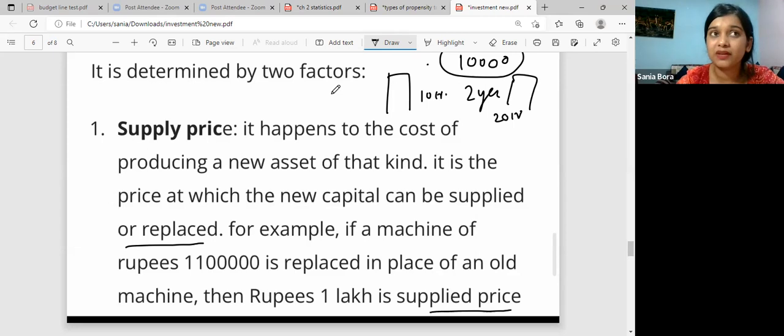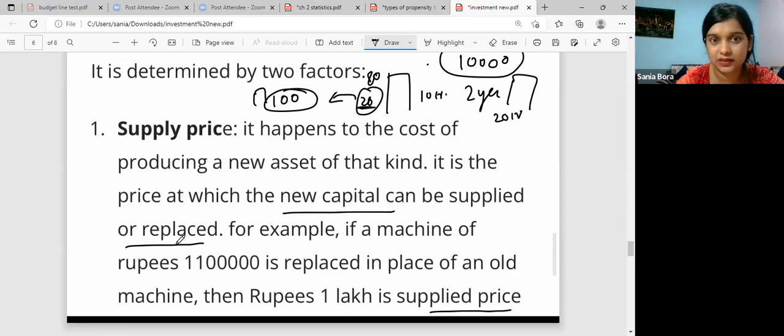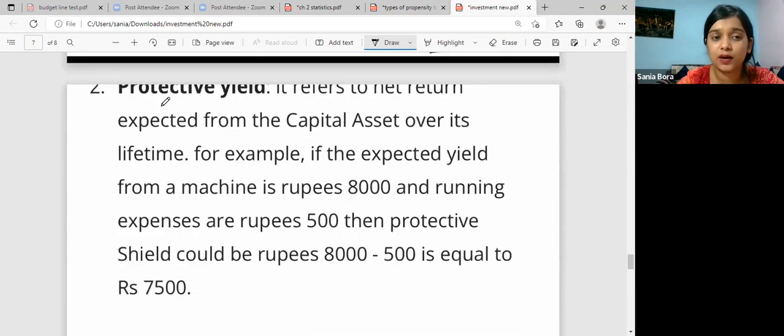Whenever we purchase a new phone, for example the phone is 100 rupees, but if you give your old phone, then you just have to pay 20 rupees. So this extra 80 rupees came from your old phone. That is your supply price. Clear? So supply price is the cost of producing a new asset of that kind, the price at which new capital can be supplied or replaced. You are purchasing a new product in place of the old one. That is your supply price. Clear?